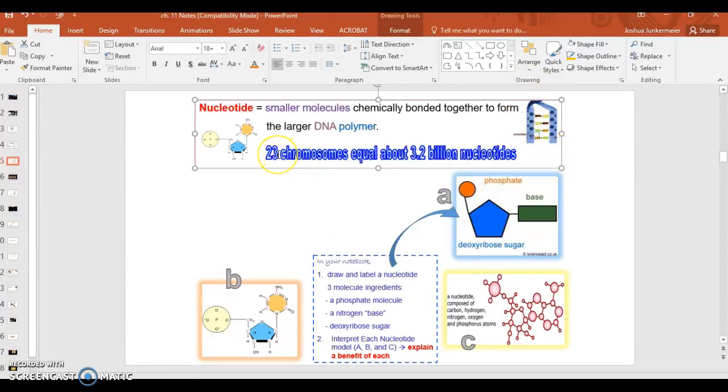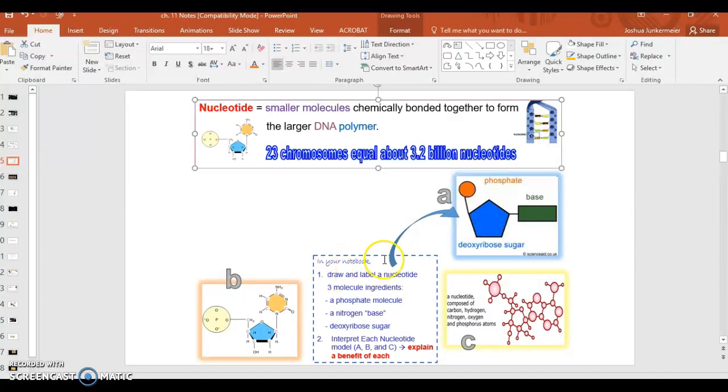Basically, if you take 23 chromosomes, say the 23 chromosomes found in an egg or the 23 chromosomes found in someone's sperm, just those 23 chromosomes contain 3.2 billion nucleotides. And since we have 46 total chromosomes in our normal cells, that means our cells contain 6.4 billion nucleotides total. That's a lot of nucleotides to make our DNA. And everybody's DNA is a little different, so the nucleotides your DNA have would be a little different from mine.